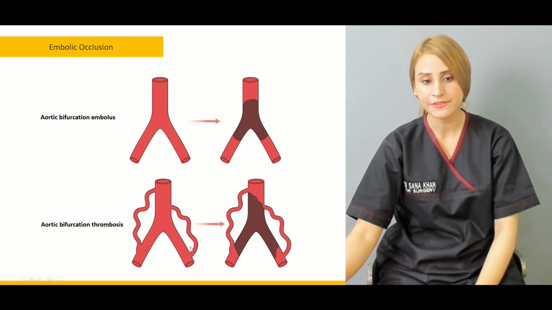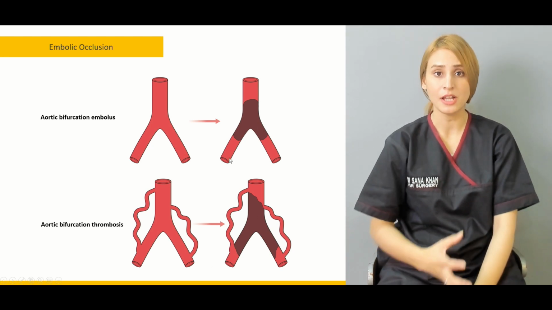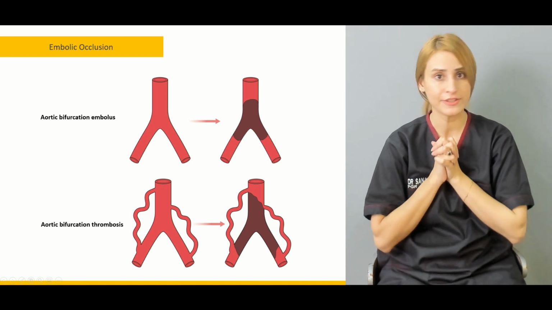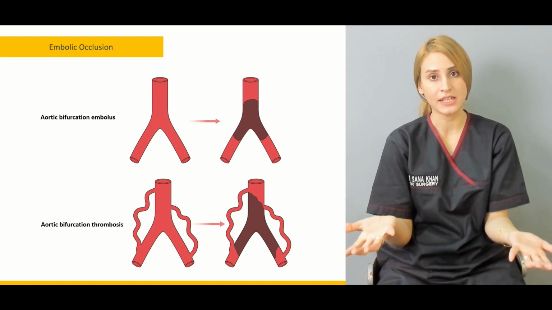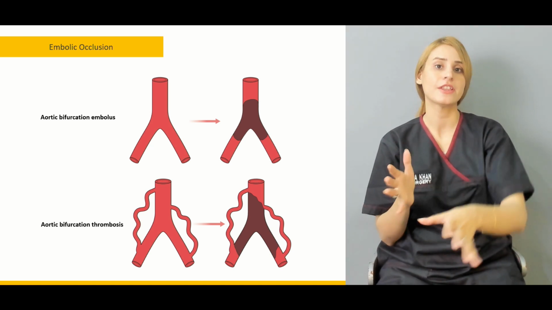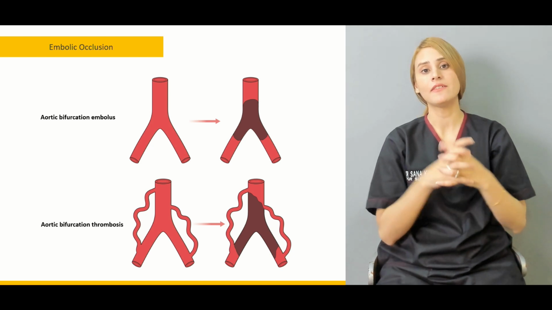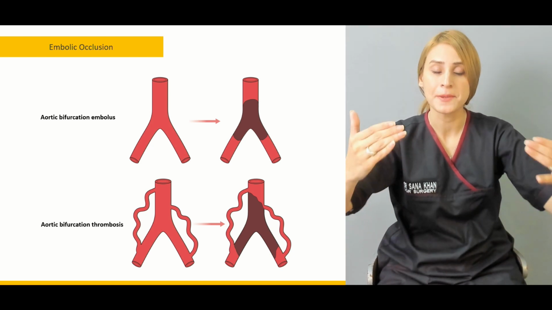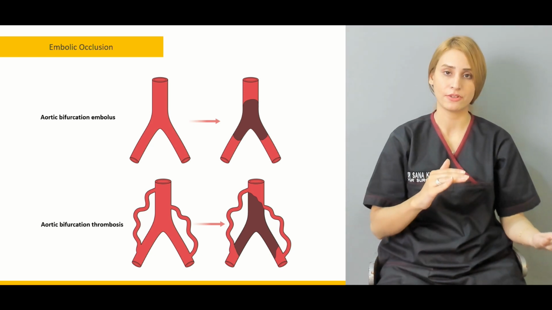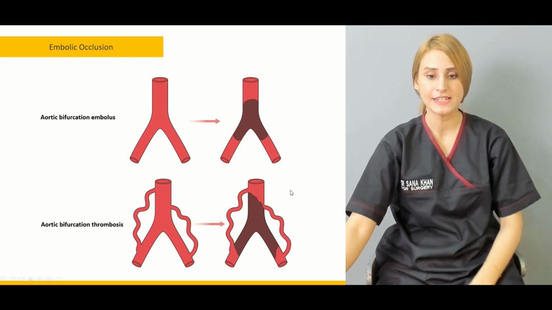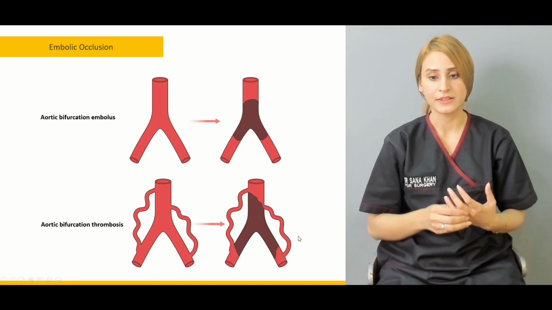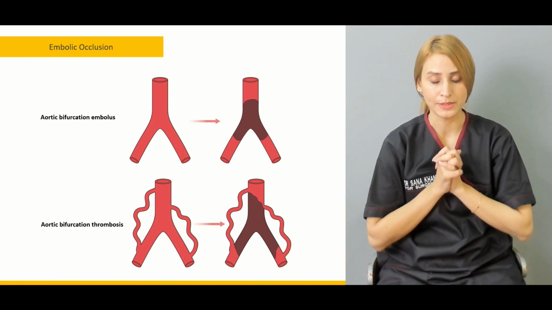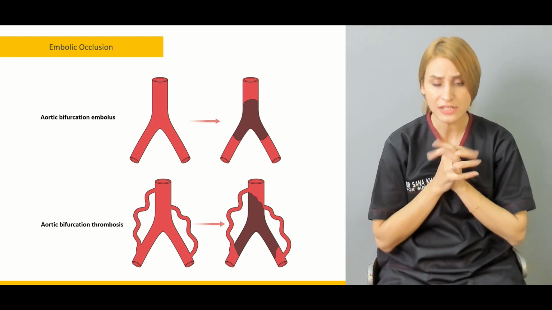In case of emboli, the presentation is more acute. Why? Because there's no development of collateral vasculature. But if there is a thrombosis, then obviously this is a slow, progressive phenomenon on the background of atherosclerosis. You can see in the diagram that this is the site of the obstruction, but there are collateral vessels, so the circulation or the blood supply is not affected in case of thrombosis.